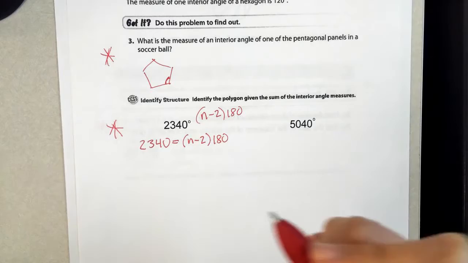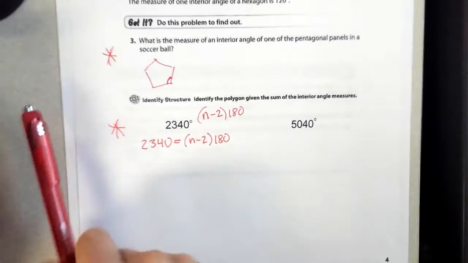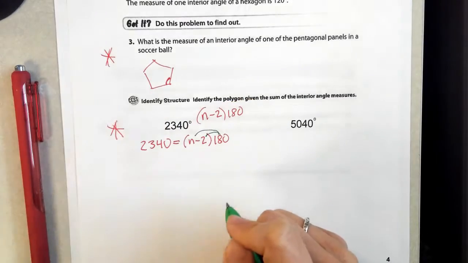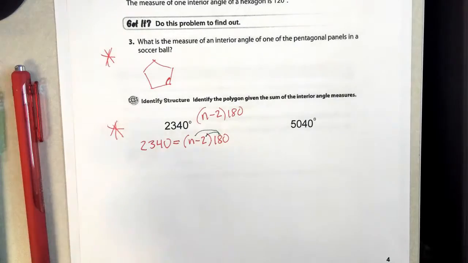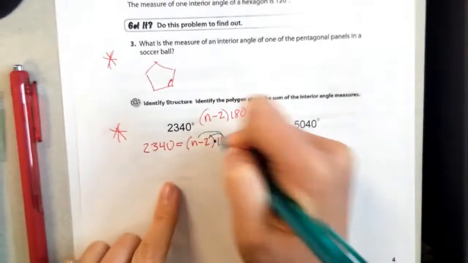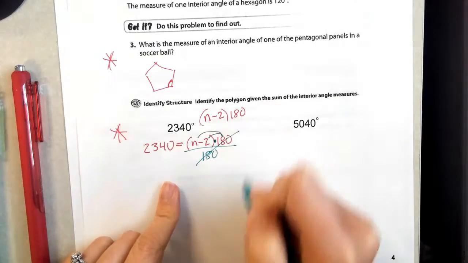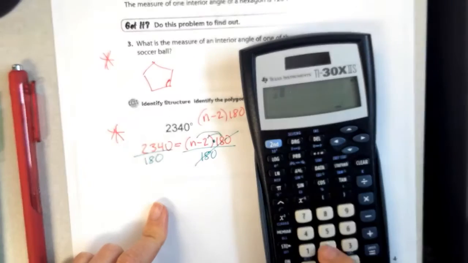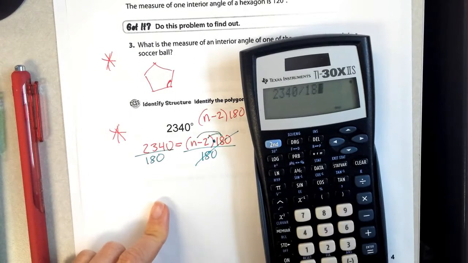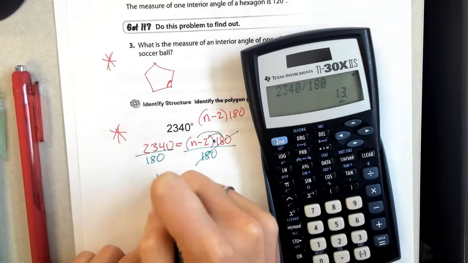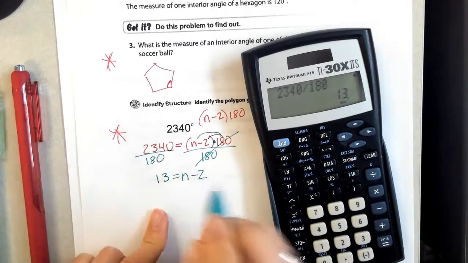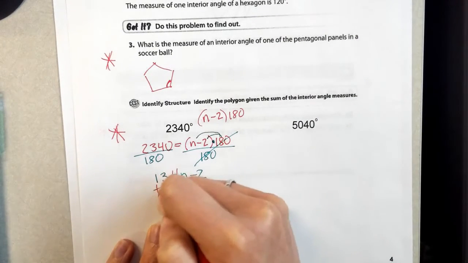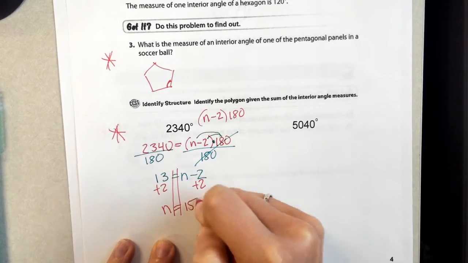There's 2 different ways you can do this. You could distribute if you want and do 180n minus 180 times 2. Or the other way to think it through is to say we're multiplying here, so let me divide. That cancels out my 180. So when I do 2,340 divided by 180, I find that 13 is equal to n minus 2. To solve that part, I would add 2 to both sides. That means my number of sides is 15.